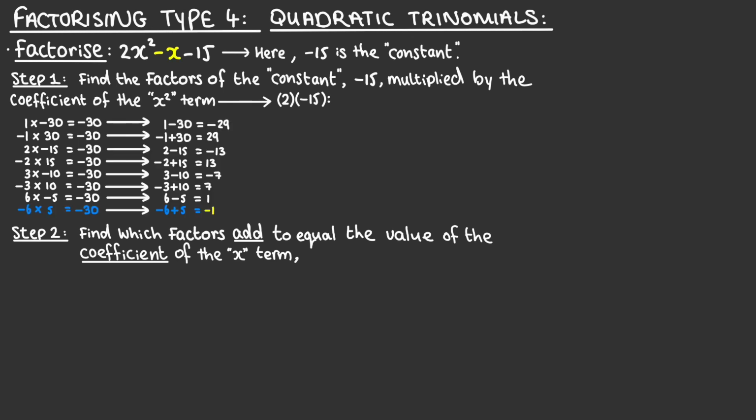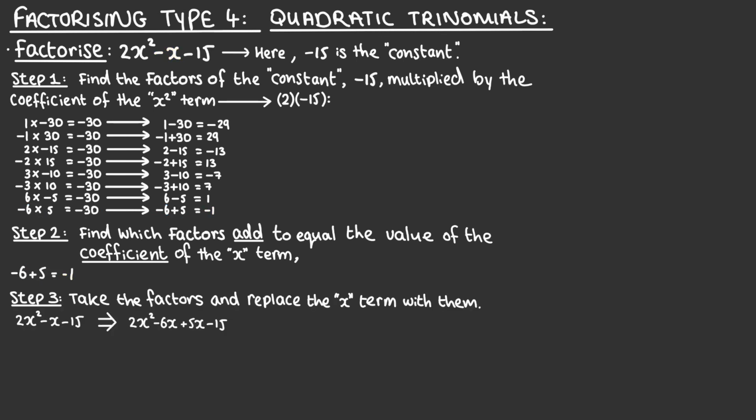By trying each possibility, we see that if we multiply minus 6 and 5, we get minus 30. And if we add minus 6 and 5, we get minus 1. We can see that minus 1 is equal to the coefficient of the x term in the trinomial. So now we can replace the x term of the quadratic trinomial with each factor being multiplied by x. By doing this, we end up with 2x squared minus 6x plus 5x minus 15.